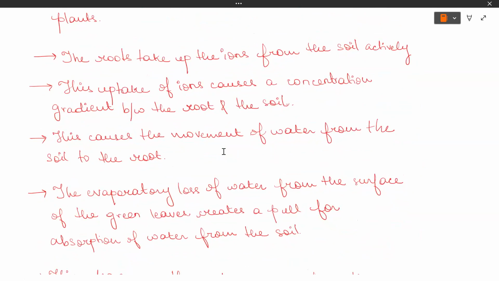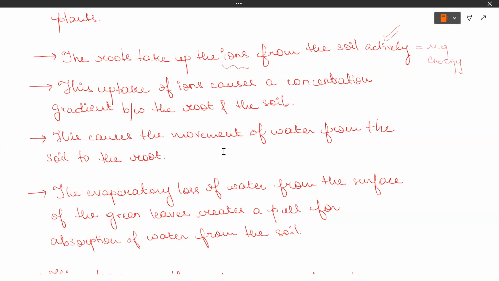up of anything from the soil, okay, meaning it happens by two ways. It either happens actively or it happens passively. See, whenever anything has to be taken against the concentration gradient, it has to be done actively. Actively means it requires energy. Understood? And the soil contains water and it also contains the ions.